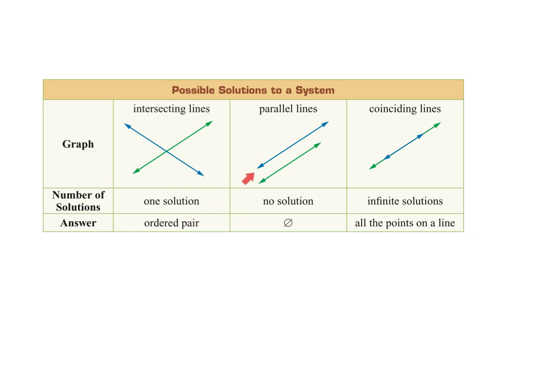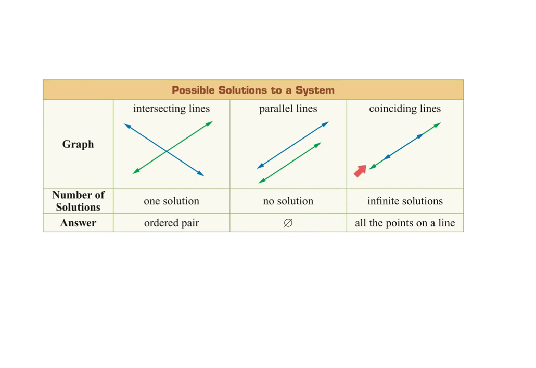Your other option, you can have parallel lines. Your answer is no solution. Your number of solutions is you don't have any, and your answer is empty set or no solution. So you can just draw that circle with the line through it. That means empty set, I don't have a solution.